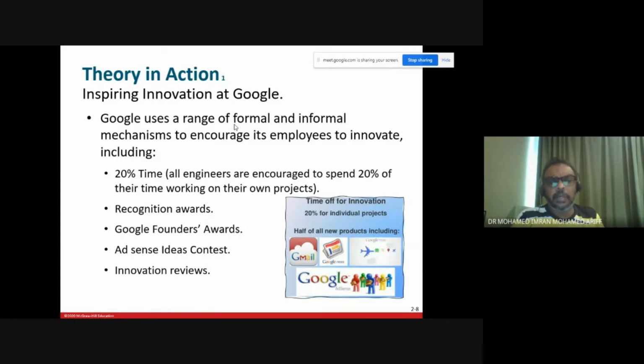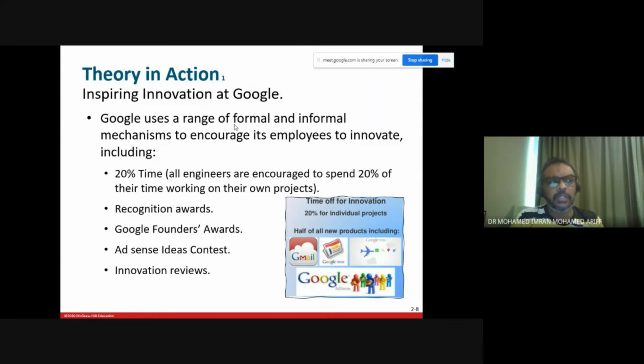This is an example of Google whereby they allow their employees to take 20% of their time on almost every day to think of their own ideas, not on their work. Okay, so that means you work, let's say, from 8 to 5, tapi every day about 20% of your time you're allowed to do something else on your own. You nak buat apa, buatlah. But it should be something relating to innovation.